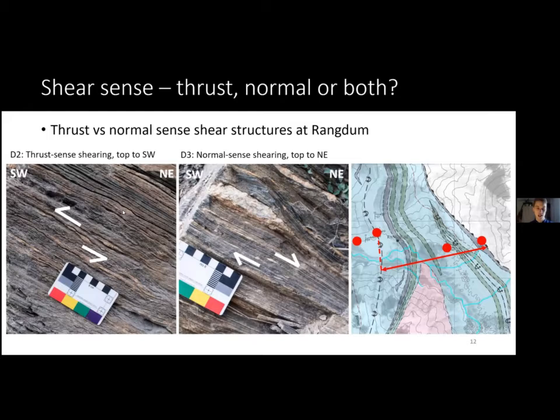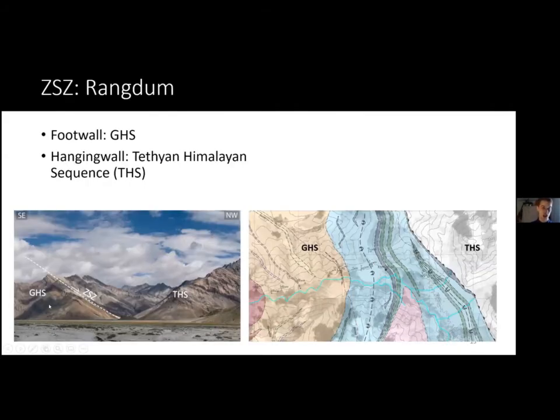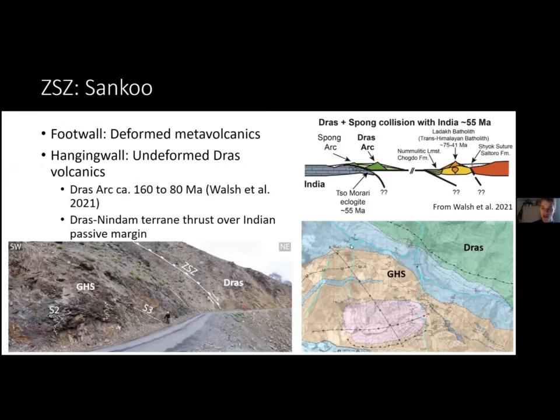So as I said at the beginning of the talk, the STD, or the Zanskar shear zone, defines the boundary between the GHS in the footwall and the Tethyan Himalayan sequence in the hanging wall. And so this is nicely what we see in the eastern section of my mapped area. However, if we now go to the western section towards Sanku, what we see is a slightly different relationship. So on the footwall, we have deformed metavolcanics that are intercalated with some of the metasedimentary rocks of the GHS. And on the hanging wall, we have undeformed Dras volcanics.